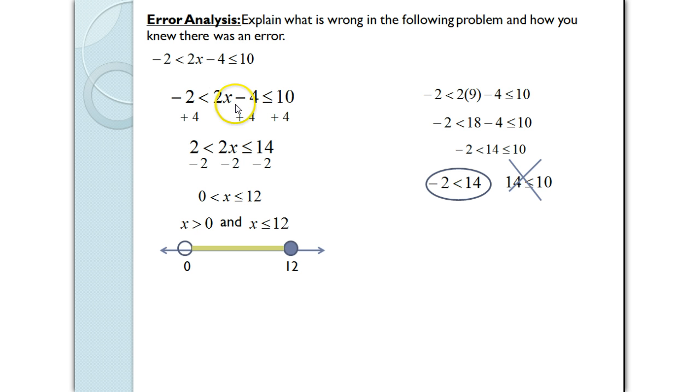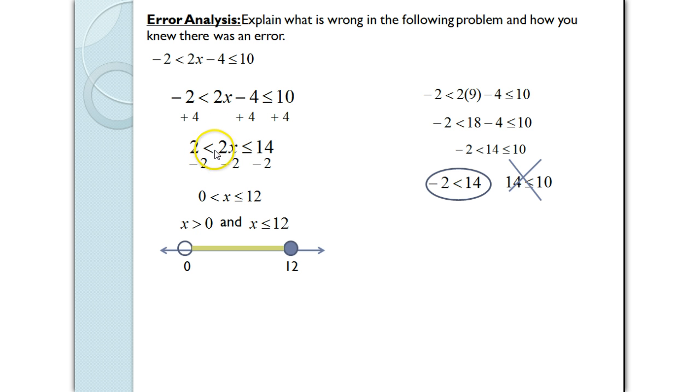The problem starts off by adding 4 to the middle and to the left and to the right. They want to move the 4. The opposite of subtracting 4 is adding 4. It looks good to me. Negative 4 plus 4 is 0, so 2x. 10 plus 4 is 14. Negative 2 plus 4 is a positive 2.